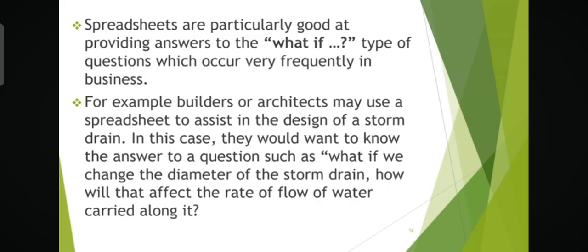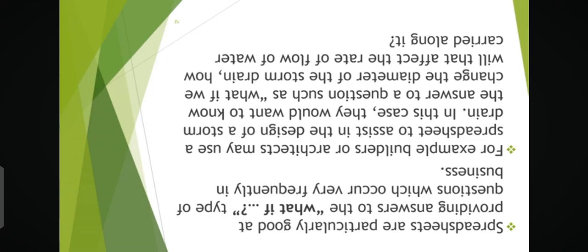So for example, a builder or an architect may use spreadsheets to assist in the design of a storm drain. In this case, they would want to know the answer to questions such as: what if we change the diameter of the storm drain? How will that affect the rate of flow of the water? So if I create a formula that uses the diameter of a storm drain to determine how much water can flow through it, what if I change the diameter in the formula? What would be the results? That's just what it's talking about.